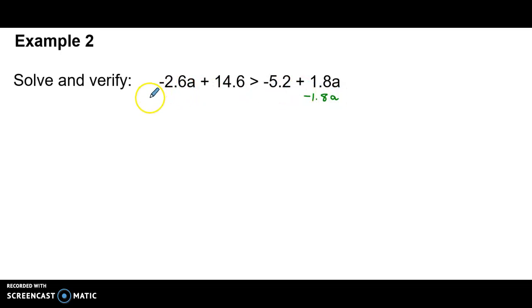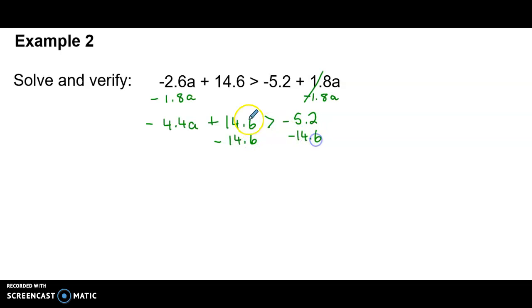So I'm going to take 1.8a away from both sides. I get negative 4.4a plus 14.6 is greater than negative 5.2. Now I want to take 14.6 away from both sides. That makes a zero pair. Negative 4.4a is greater than negative 19.8.